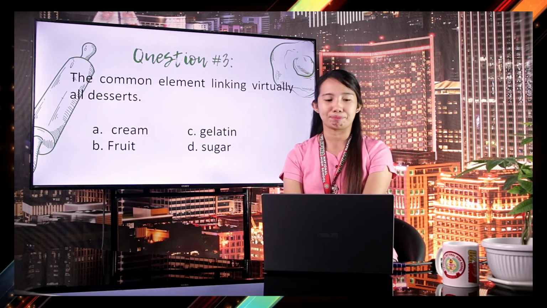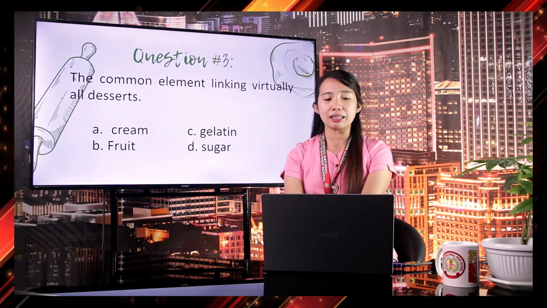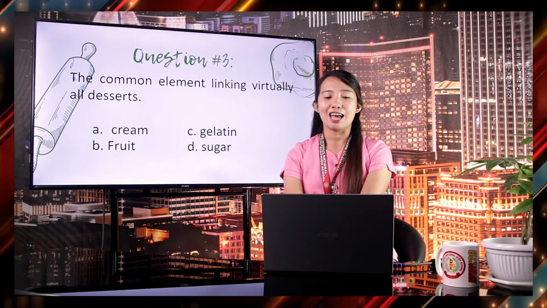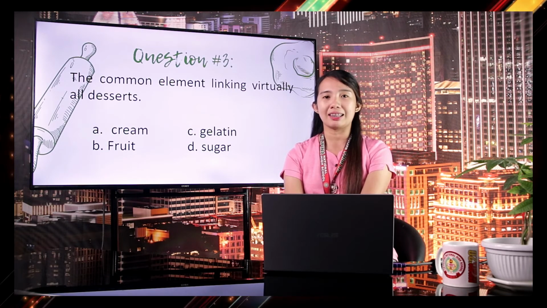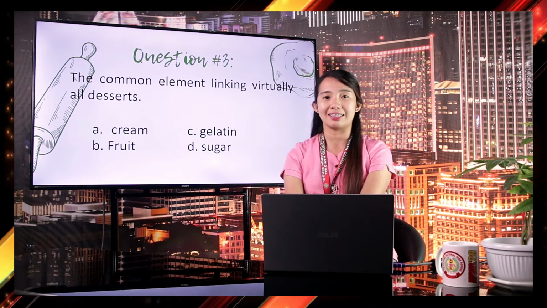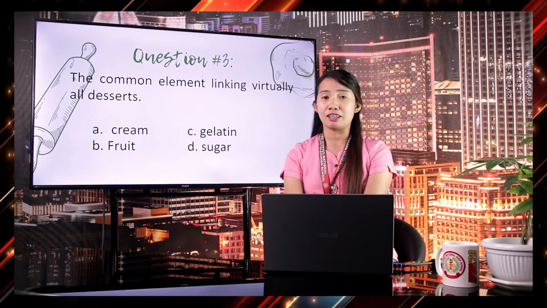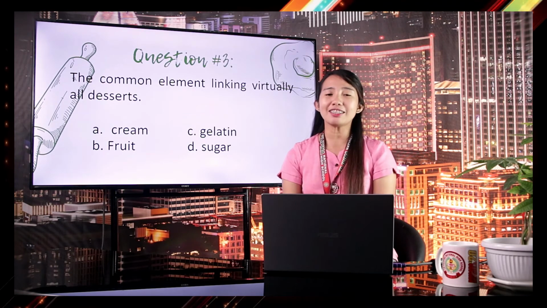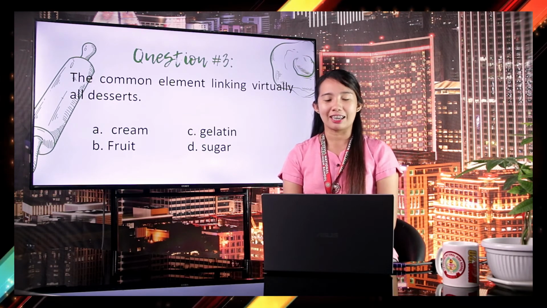Question number 3. The common element linking virtually all desserts is letter A, cream. Letter B, fruit. Letter C, gelatin. Or letter D, sugar.